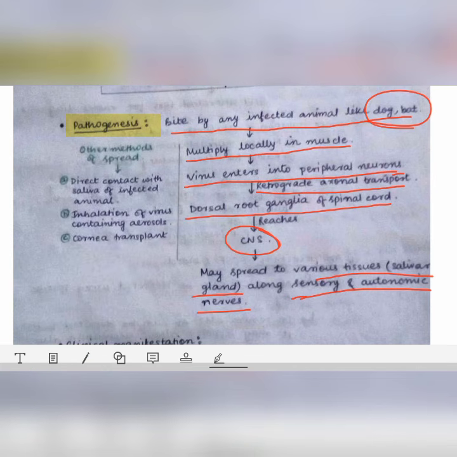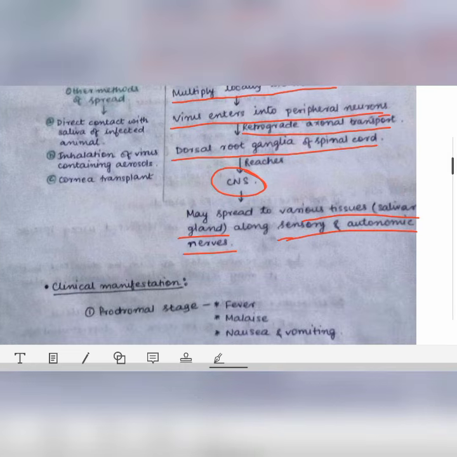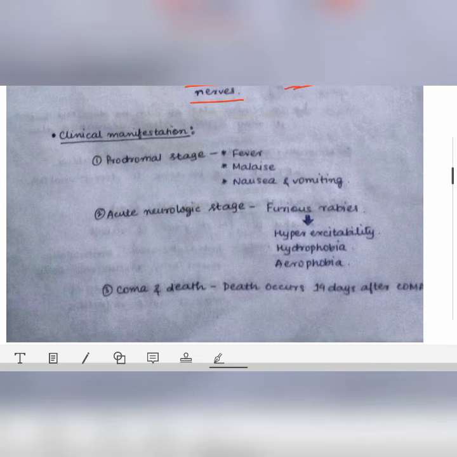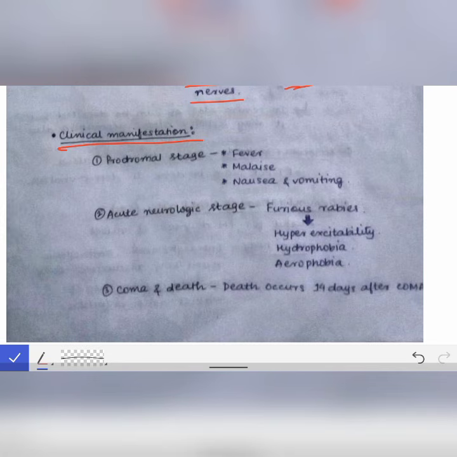This is the pathogenesis in simple terms. Now coming to the clinical manifestations of the rabies virus infections. In the clinical manifestation we have divided it into three stages. The first stage is the prodromal stage, the second stage is the acute neurologic stage, and the third stage is the coma and death stage.